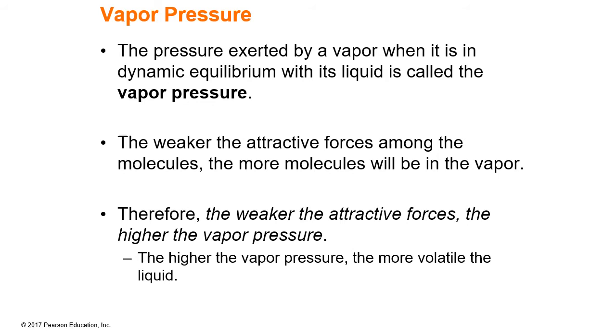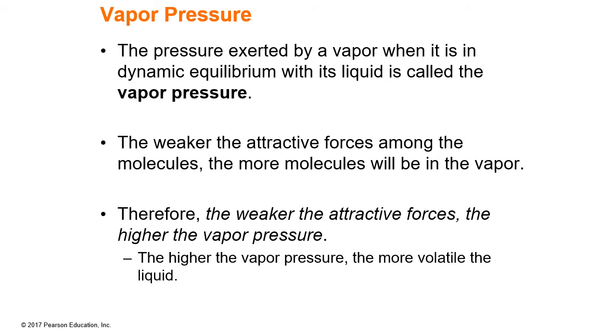Vapor pressure is the amount of pressure that is exerted by the vapor when it is in equilibrium with its liquid. And so the weaker the attractive forces are, there are going to be more molecules in that vapor phase. So more are going to be able to escape because we have those weaker attractive forces. The weaker the attractive forces, the higher the vapor pressure is going to be. Means that we have a more volatile liquid. It's going to evaporate faster.